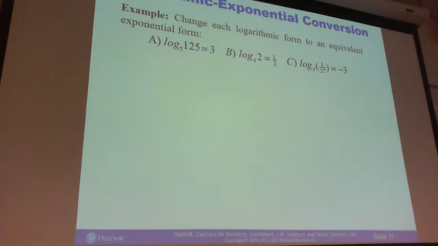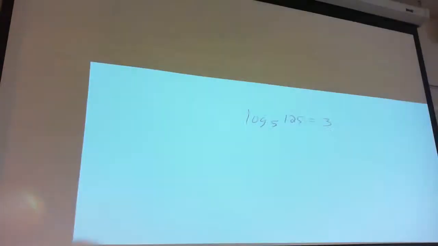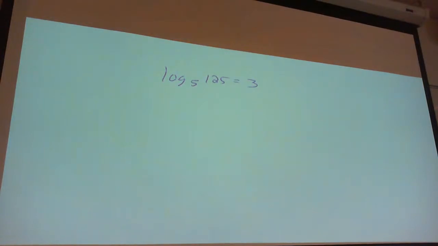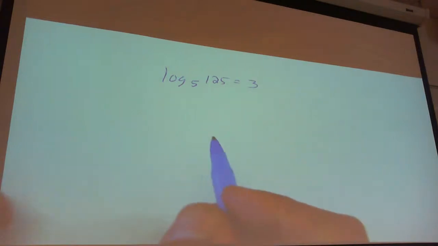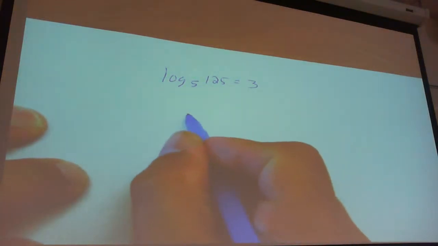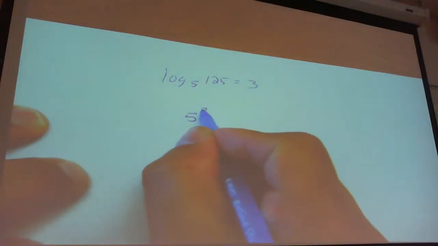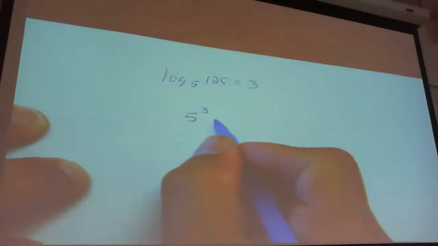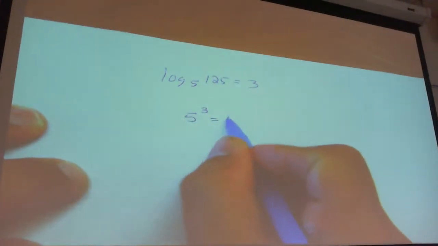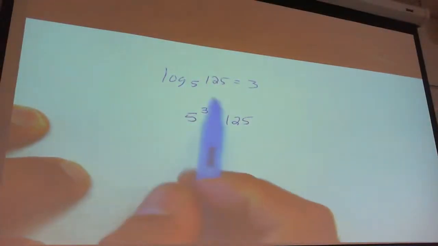So the first one is log base 5 of 125 equals 3. Here's the thinking. All those slides are setting up that if I have log base 5 of 125 equals 3, I can convert that to an exponent. Here's what we do. The base is 5, so we write a large 5. What it equals is the exponent, which is 3. And then we set it equal to 125. So 5 times 5 times 5 is 125, that's true.